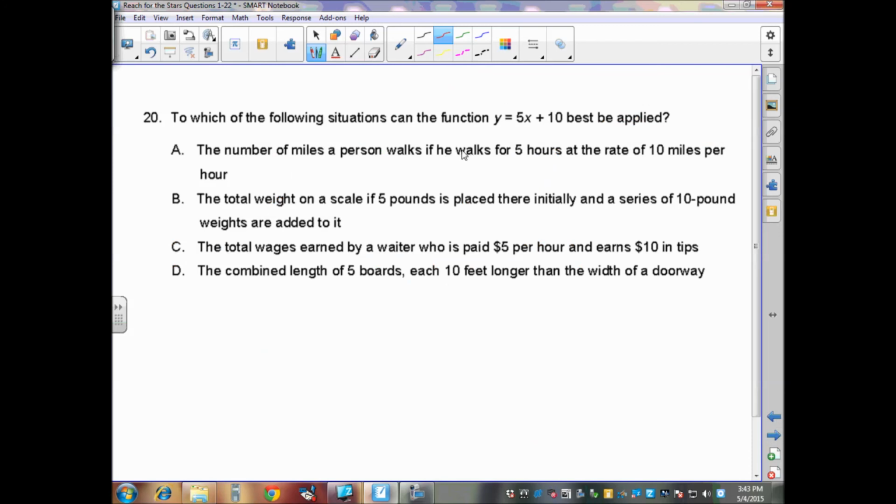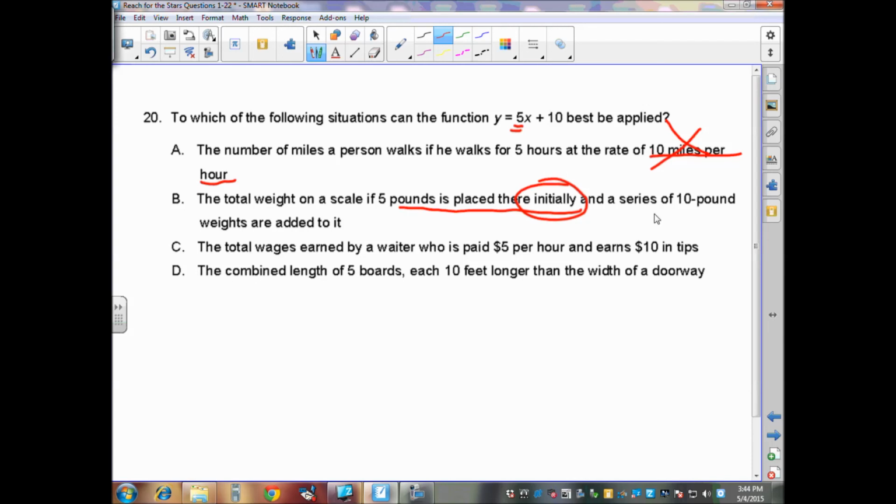To which of these can this function best be applied? We know the rate of change is 5. If you look at this first one, though, it says 10 miles per hour. They're saying the rate of change is 10. That isn't correct. Total weight, 5 pounds placed there initially. Initially is y-intercept. And the y-intercept here is 10, not 5.